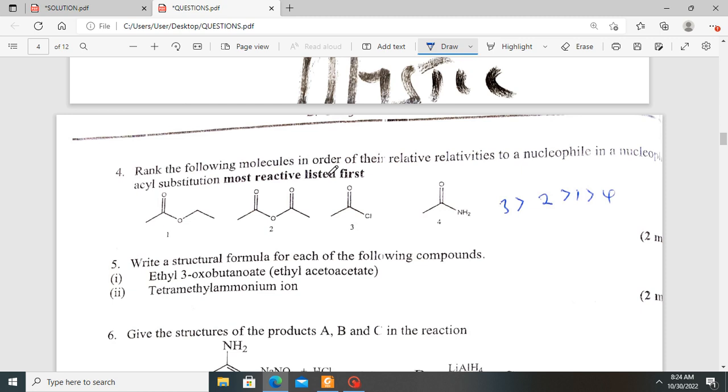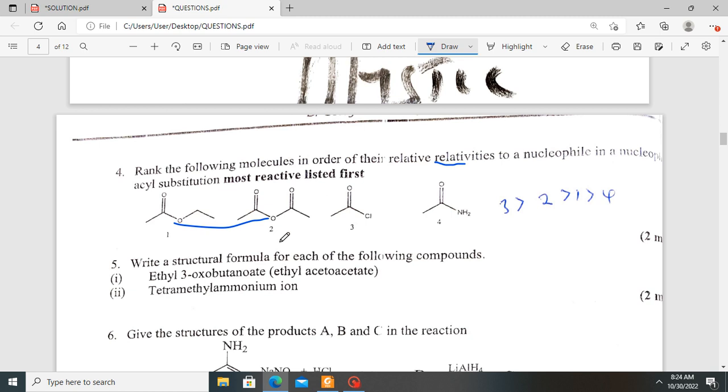Rank the following molecules in order of their relative reactivities to a nucleophile in a nucleophilic acyl substitution. Most reactive listed first. So let's see which of these is the most reactive form. We have these as derivatives of carboxylic acids. We have esters, anhydrides, acyl chlorides and amides.